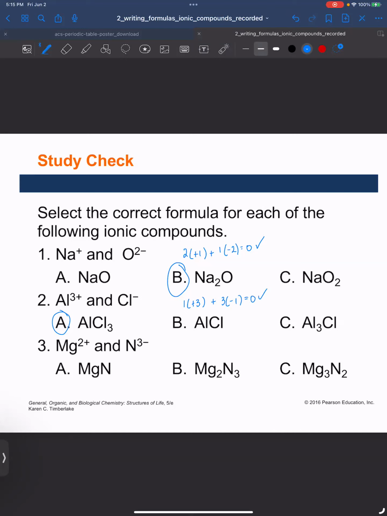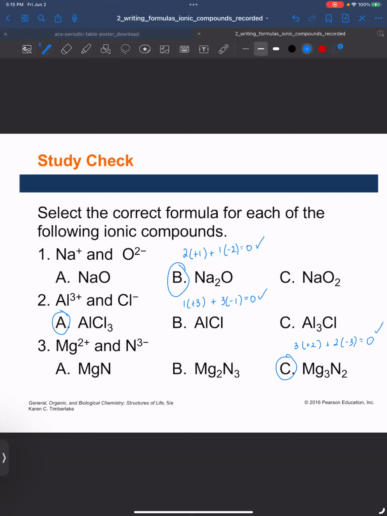The last one, magnesium and nitrogen, crisscross rule, bring that 3 down here, the 2 down there. And so the answer is C. Good. For 3 magnesium, each has a +2 charge because it's in group 2. 2 nitrogens, each has a -3 charge because it is in group 15, and that adds up to 0.